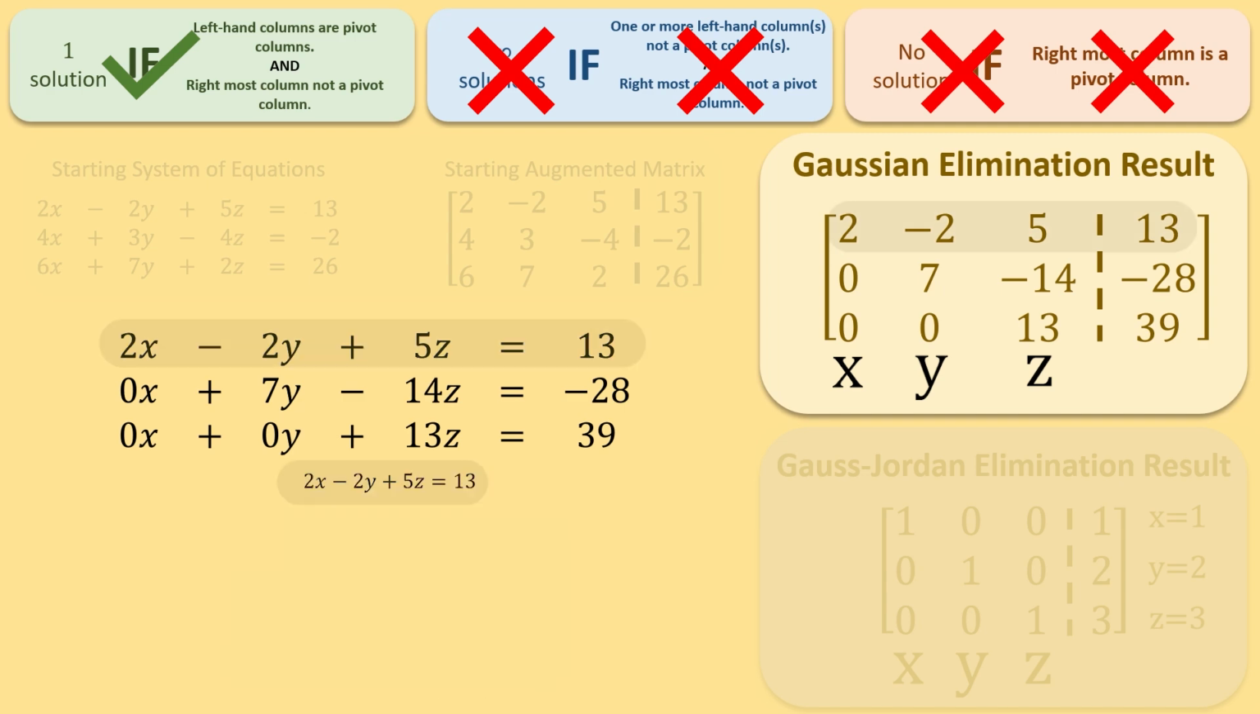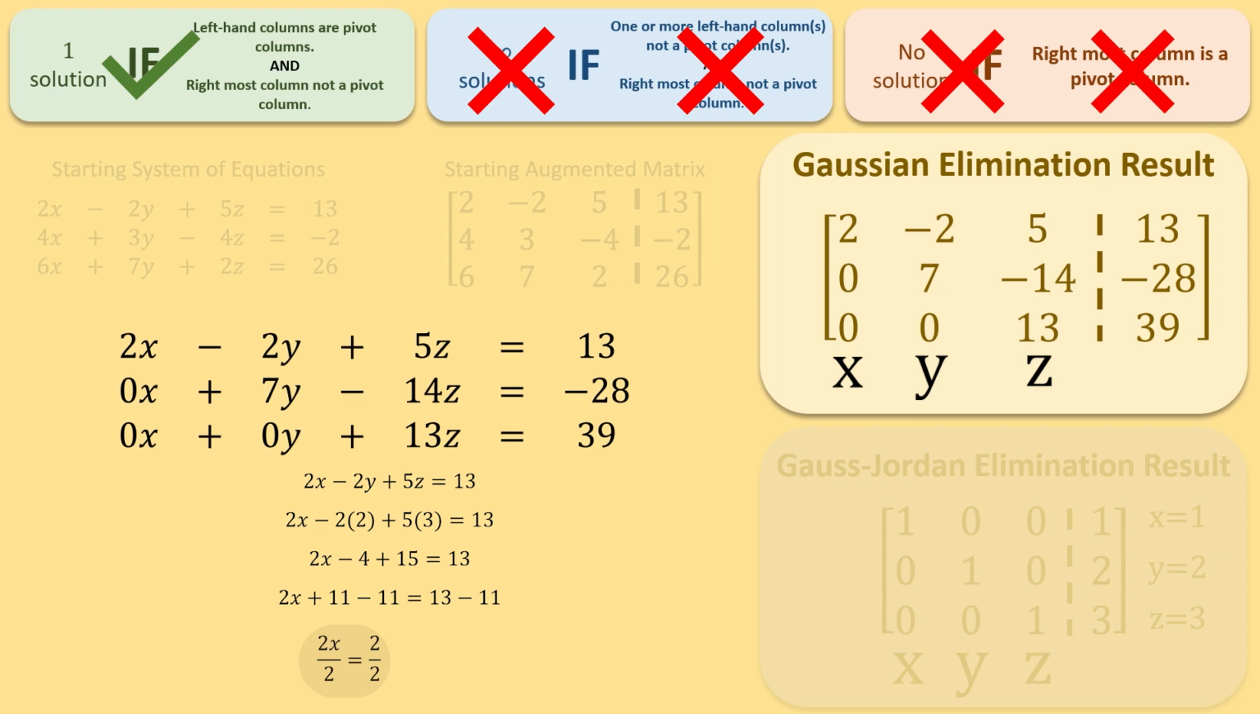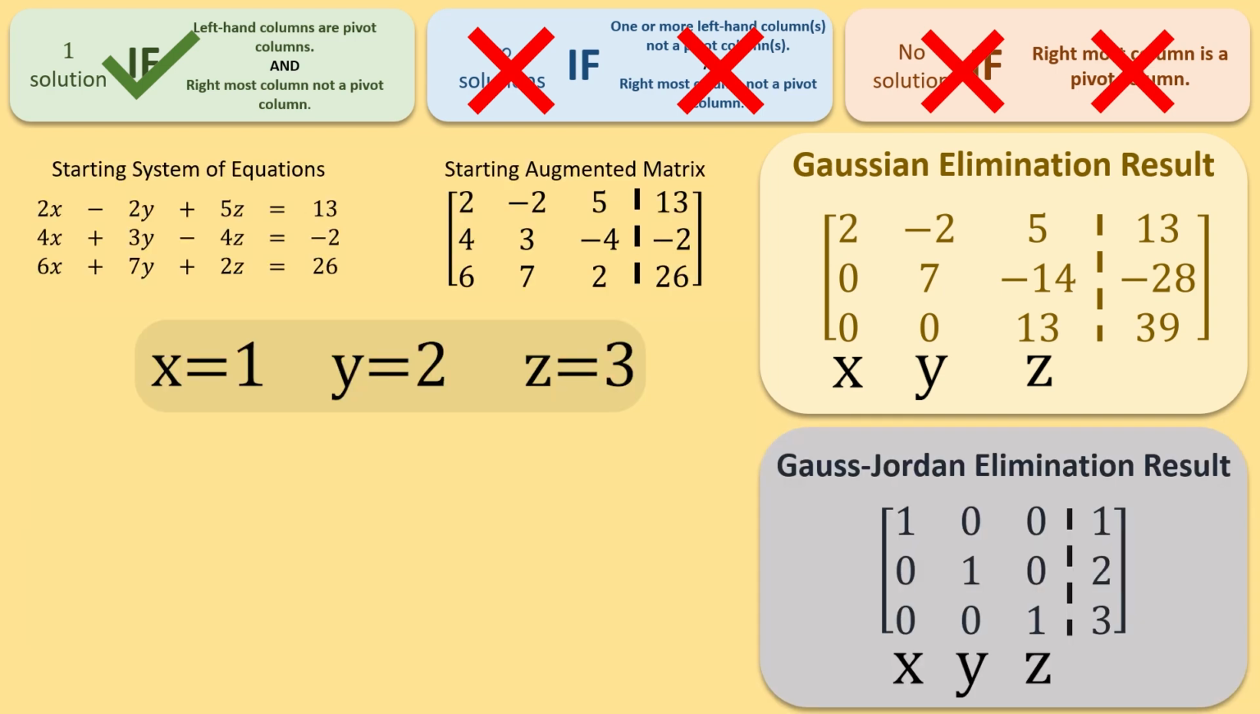Finally, for our top equation, we can sub y equals 2 and z equals 3 into it since we've already found those two variables. This will give us 2x minus 4 plus 15 equals 13, which is 2x plus 11 equals 13. Subtracting 11 on both sides, we get 2x equals 2. Dividing by 2, we get x equals 1. This process on the left is called back substitution. So, x equals 1, y equals 2, and z equals 3 is the unique solution for our initial system of equations.